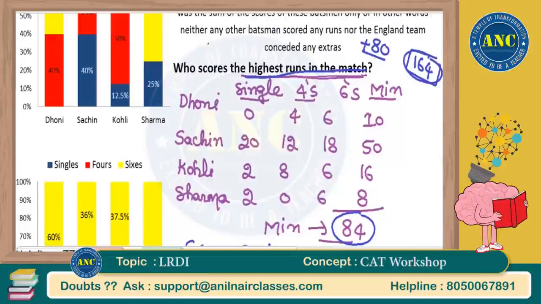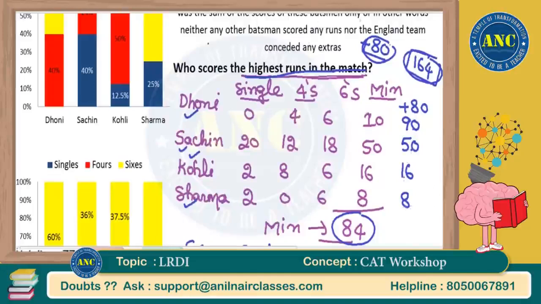Right? That 80 could be: Dhoni will score only in multiples of 10, Sachin in multiples of 50, Kohli in multiples of 6, Sharma in multiples of 8. I want an extra 80. That extra 80 can be obtained only for Dhoni. So one case is 10 plus 80 is 90. So it is 50. This is 16 and it is 8. So what is 90 plus 50? 140. 140 plus 16 plus 8, 164.